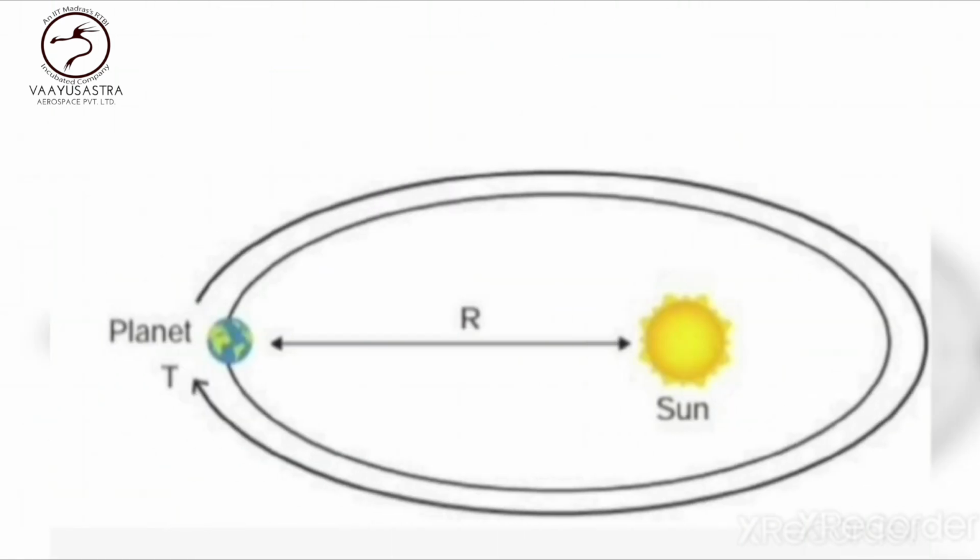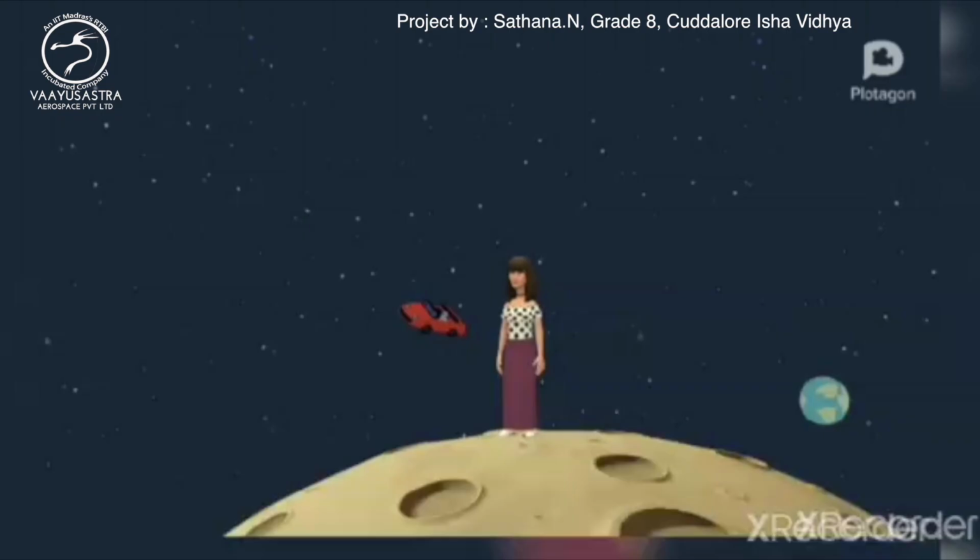The third law is the law of harmonies. The ratio of the squares of the periods of any two planets is equal to the ratio of the cubes of their average distance from the sun.